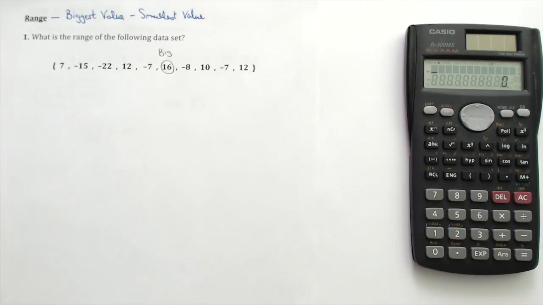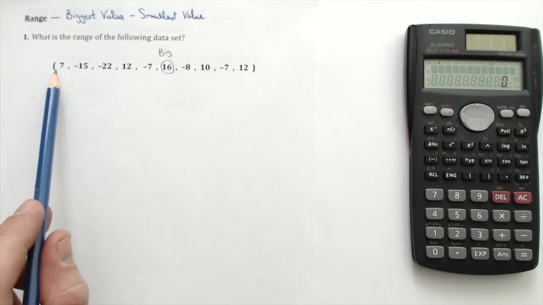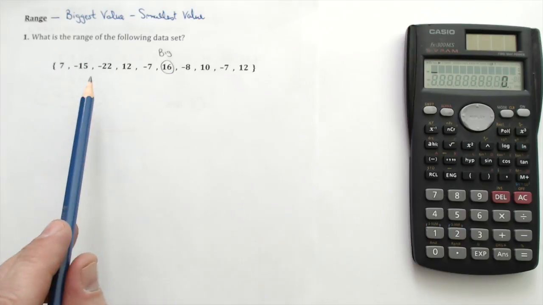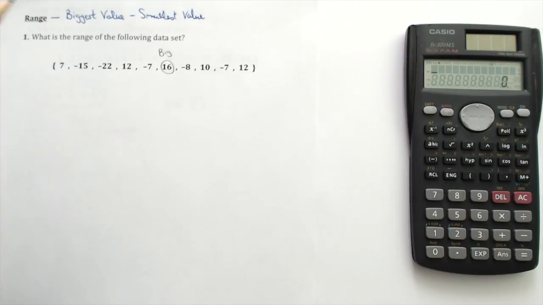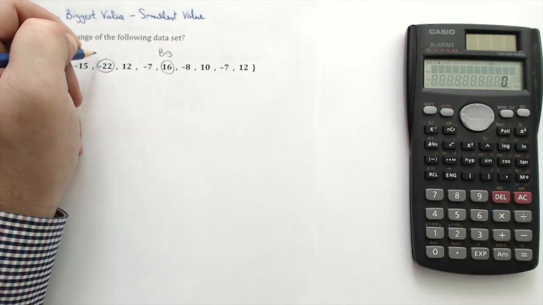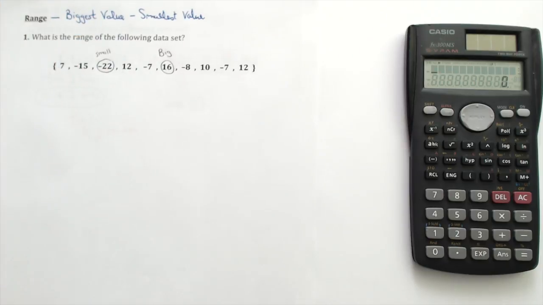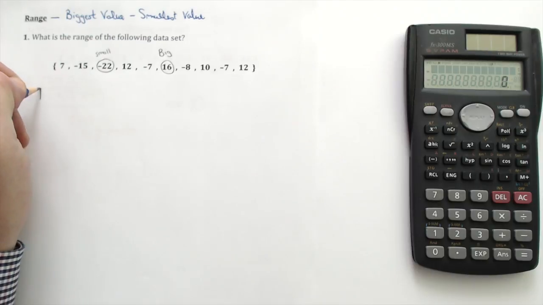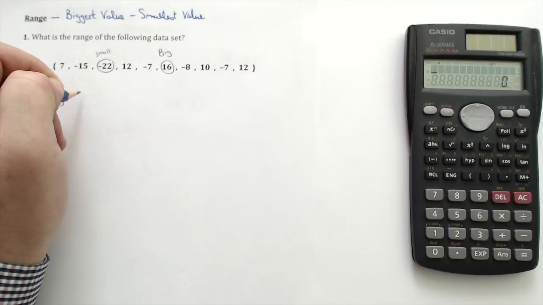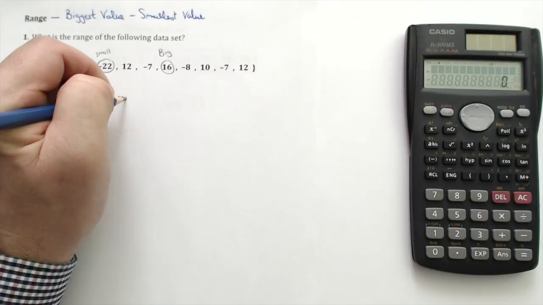And now I'm going to look for the smallest number. And since there's some negatives in here, obviously we're going to want the largest negative number to be the smallest number. And that's right over here. Negative 22 is as small or as low as this distribution gets. And so to do the range, all we have to do is say, okay, range will be equal to big minus small.